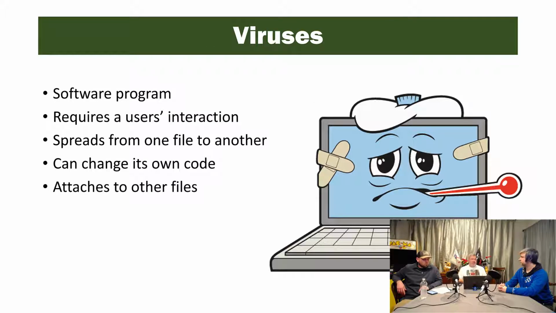So think about viruses. A virus is a software program, obviously. The big thing about a virus is it needs user interaction. It needs somebody to click something to make it go. Yeah, it can't just appear. It doesn't do anything on its own. It's a file, like a parasite that needs a host to live off of. So it requires somebody to do something, and it spreads from one file to another, one computer to another. It can change code. That's what they call polymorphic.